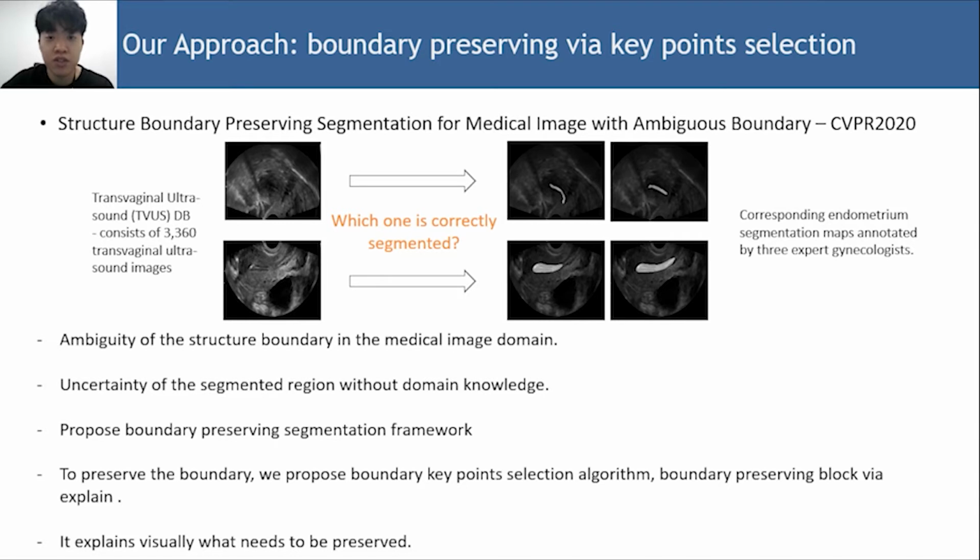The following research is structure boundary preserving segmentation for medical image with ambiguous boundary, which is published in CVPR 2020. The proposed work solved the ambiguity of the structure boundary in the medical image domain, considering the uncertainty of the segmented region without domain knowledge. In this work, we propose boundary key point selection algorithm to preserve boundary of the transvaginal ultrasound images while conducting segmentation tasks. From such algorithm, we can provide visual explanation on which region should be preserved for segmentation.